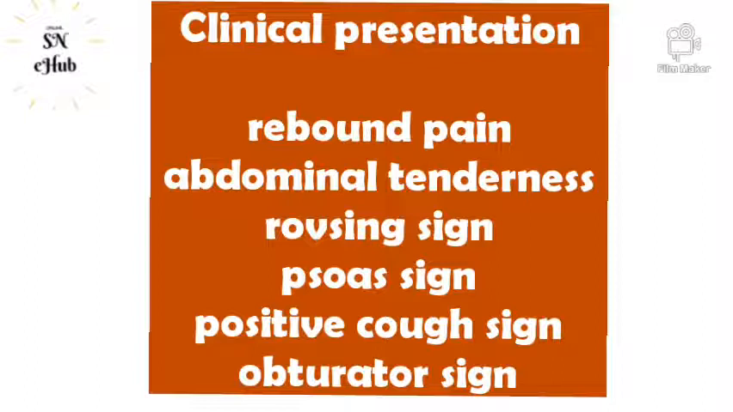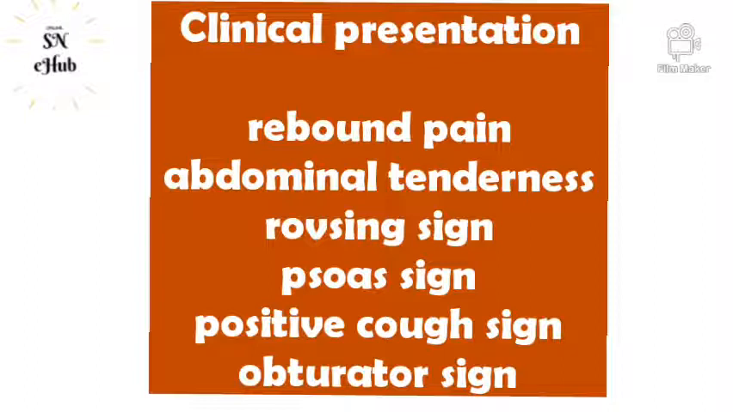We also have abdominal tenderness. That is pain when you are palpating the abdomen. We also have Rovsing sign. What is Rovsing sign? Rovsing sign is simply pain on the McBurney's region upon palpation of the left lower quadrant. That is what is called Rovsing sign.